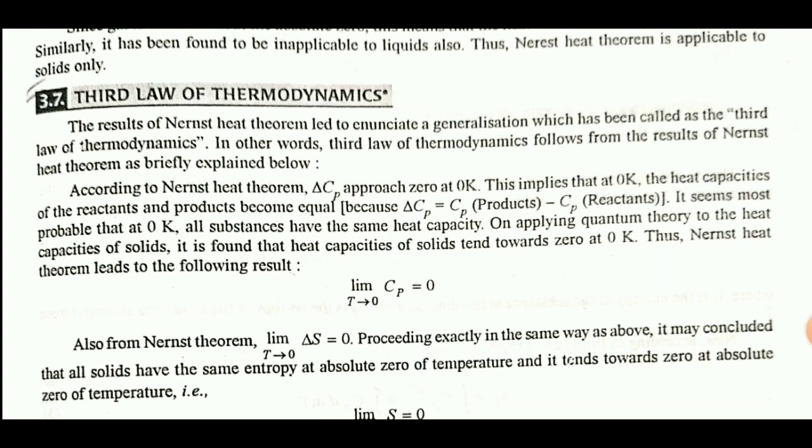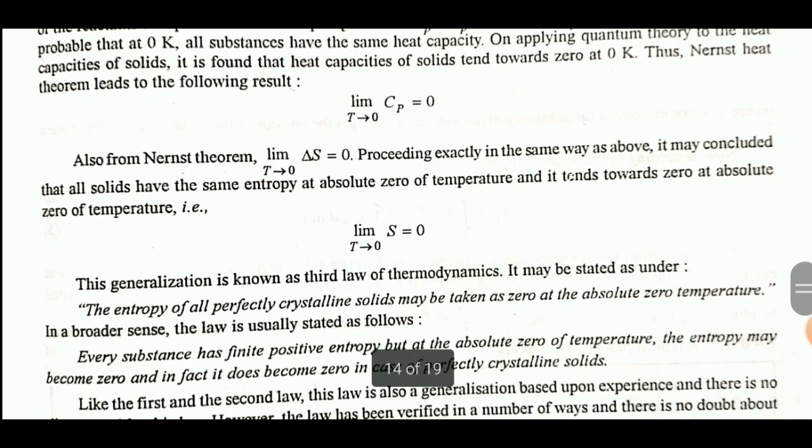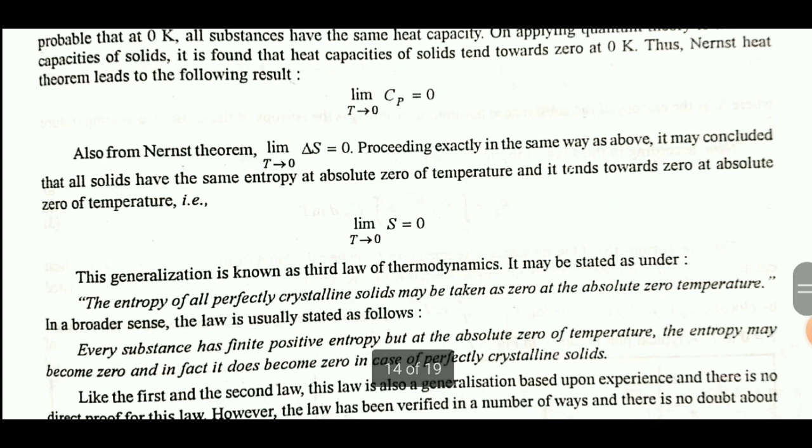On applying quantum theory to the heat capacity of solids, it is found that the heat capacity of a solid tends towards 0 at 0 K. Thus, Nernst heat theorem leads to the following result: limit T tends to 0, Cp is equal to 0. Also, from the Nernst theorem, limit T tends to 0, ΔS is equal to 0. Proceeding exactly in the same way as above, it may be concluded that all solids have the same entropy at absolute 0 of temperature, and it tends towards 0 at absolute 0 of temperature. That is, limit T tends to 0, S is equal to 0.